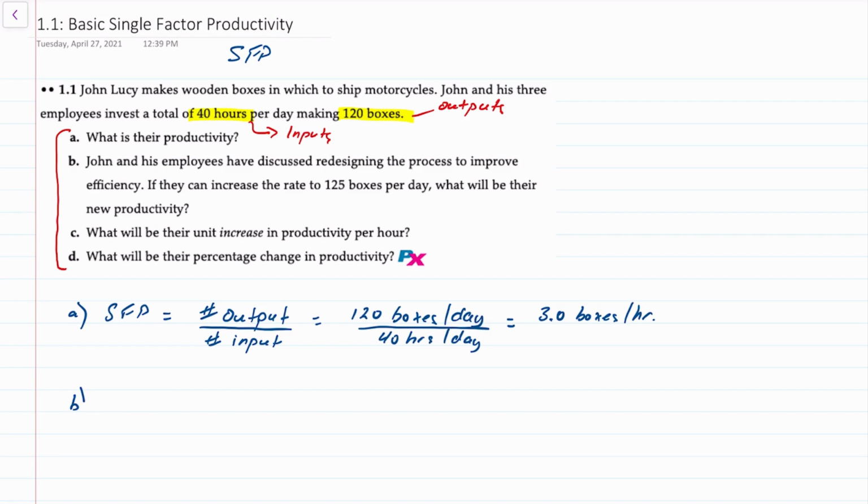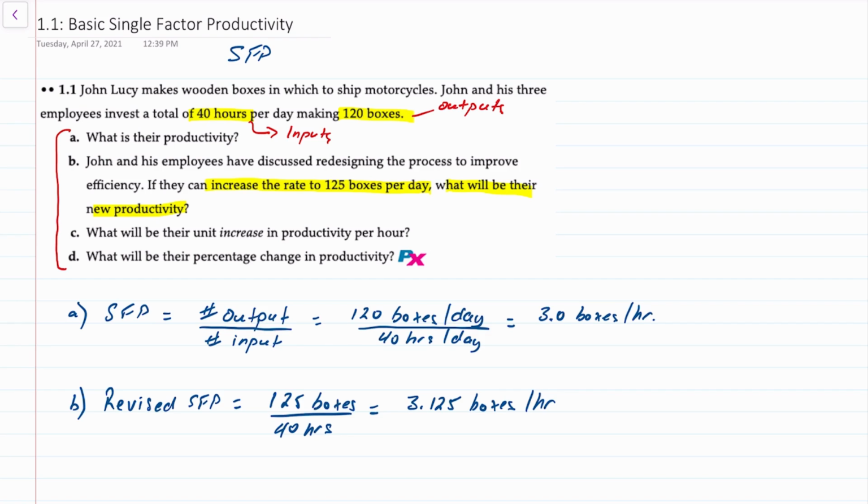Now if we move to requirement B, John and his employees here have discussed redesigning the process to improve efficiency. If they can increase the rate to 125 boxes per day, what will be the new productivity? Well, this is simple enough. If we want to calculate our revised single factor productivity, now based on 125 boxes per day, divided by the same 40 hours input, well, this is going to now give us 3.125 boxes per hour.